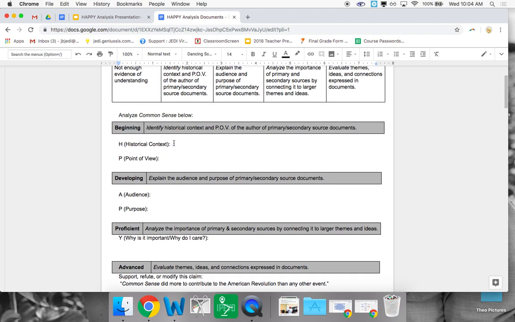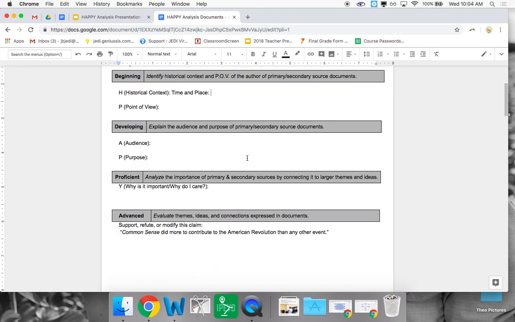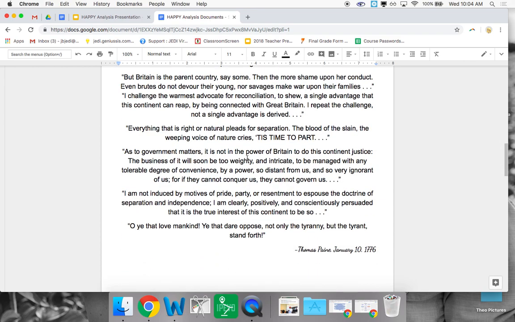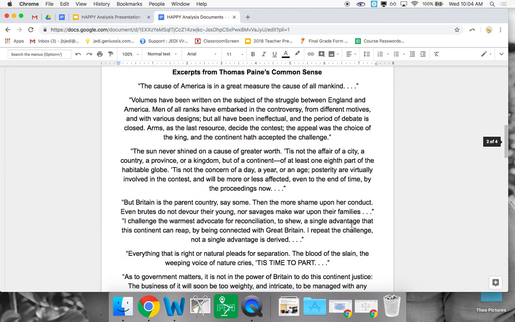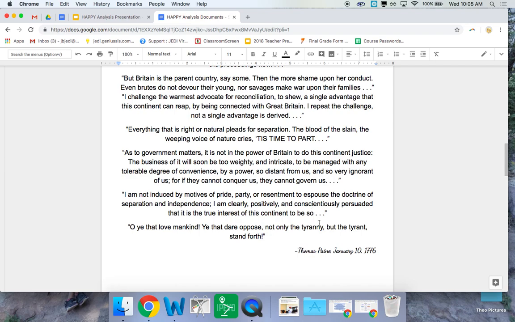So I come back up top here. Historical context. That's a fancy way to say time and place. So the time that it was written, I look at the byline at the bottom, and I see that it is written January 10th of 1776. So I'm going to write that up here. January 10th, 1776. The place. It doesn't tell me where it was written, but Thomas Paine, I know this man.